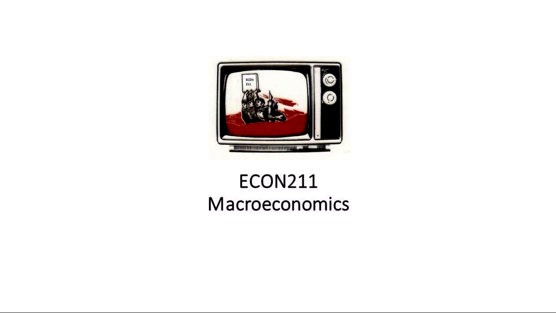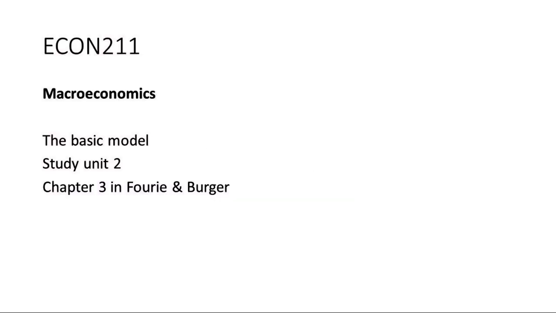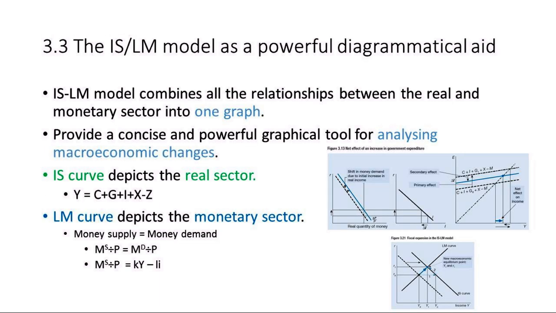You are watching Macro TV, and this is video number 7 out of 10 explaining the contents of Chapter 3 in Fourie and Burger. We're still busy with Study Unit 2, and we've talked about both the real sector and the monetary sector, and now we want to put them together into a new model called the ISLM model. Now, it's basically a graphical tool.